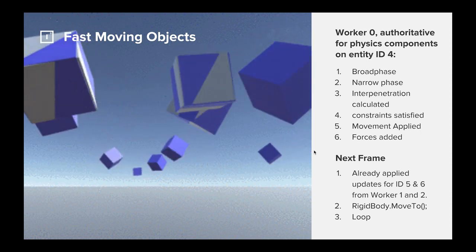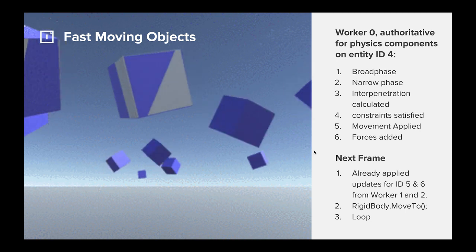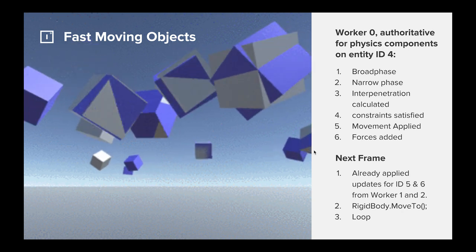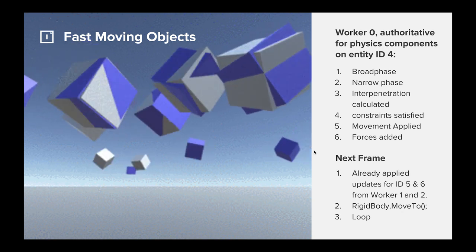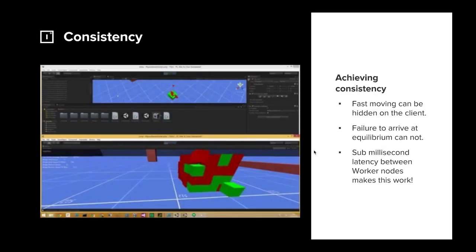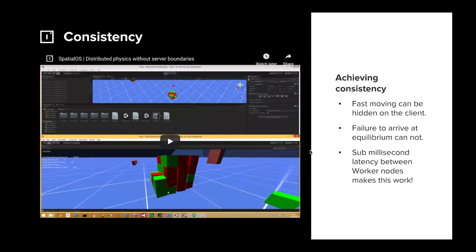Now, fast-moving objects colliding in the middle, obviously, to be honest, you can fake that on the client anyway, right? You can spawn some smoke effects, you can spawn some particles, and you can mask any inconsistencies. So it's actually not the hardest problem. The hardest problem in a distributed system is what we call achieving consistency.